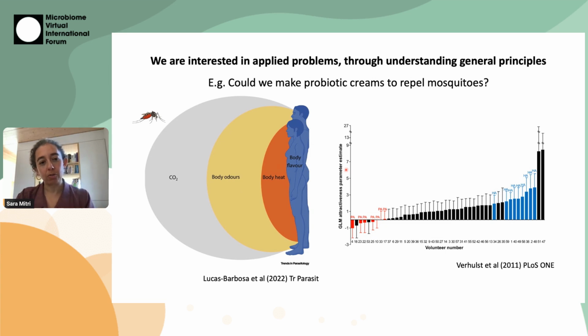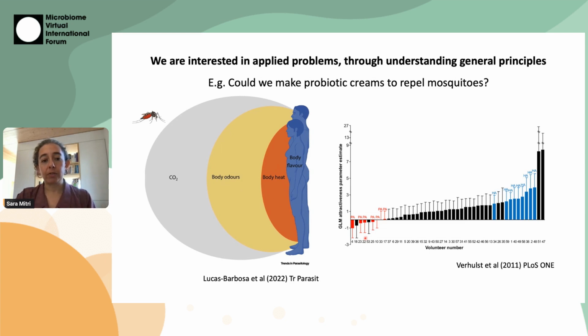But what makes them attractive is partly body heat and CO2, but also the body odors that are produced by the microbiome that's living on the skin. So that suggests that if you could make a probiotic cream that would contain the right species combination to actually have a microbiome that does more of what's on the left hand of this plot, so more repelling the mosquitoes, then that could actually have very important medical applications.